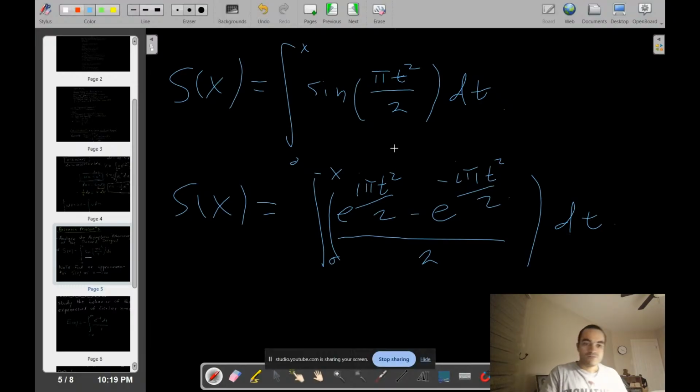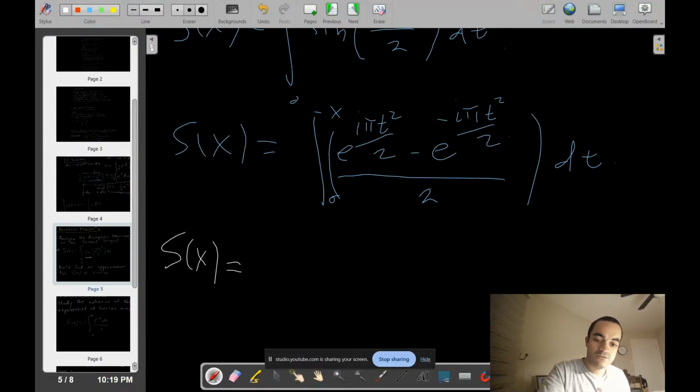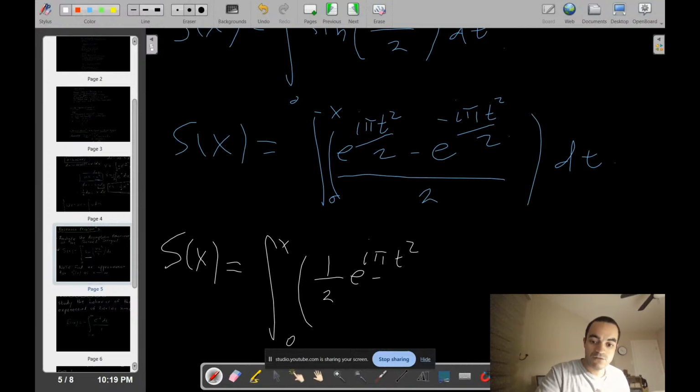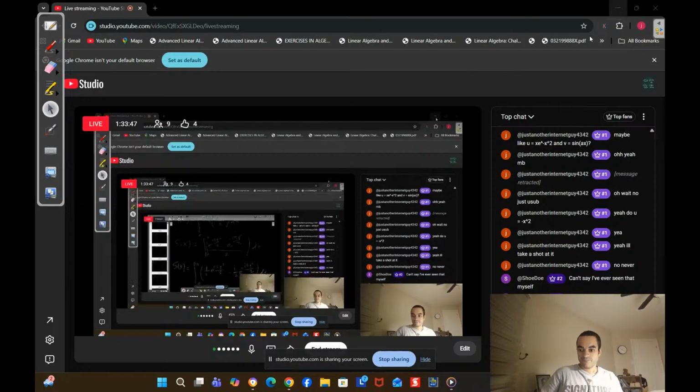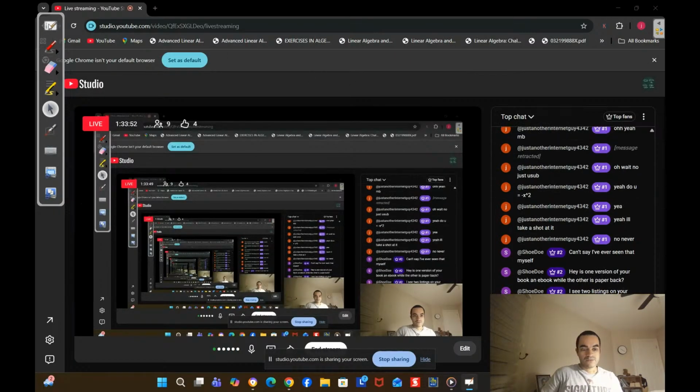Okay, but continuing on, we've got this guy over here. So S as a function of x is equal to the integral from 0 to x of, I'm just going to split this up, 1/2 e to the i pi t squared over 2 minus 1/2 e to the negative i pi t squared over 2 with respect to t. Right, so that's what we've got here.